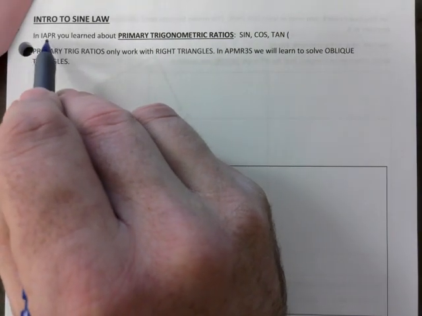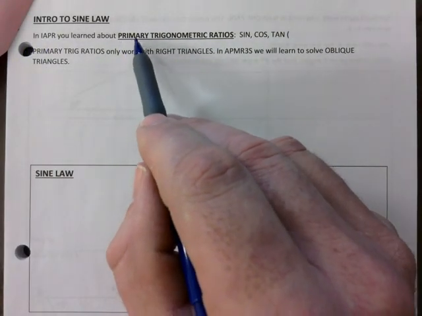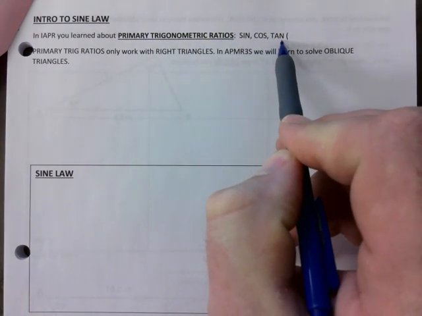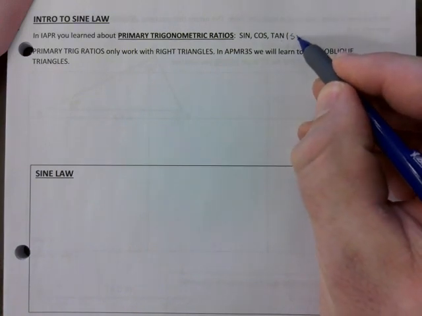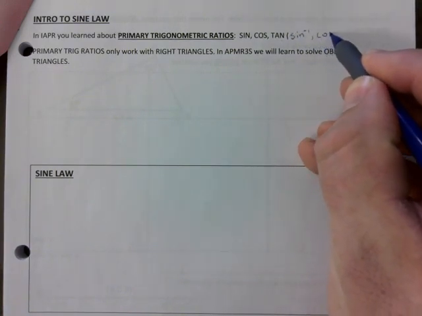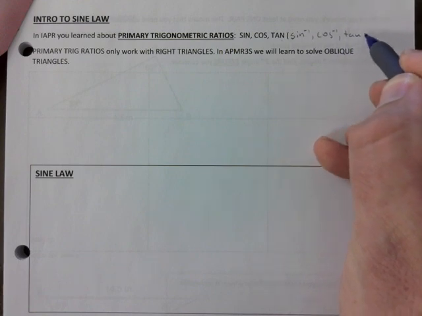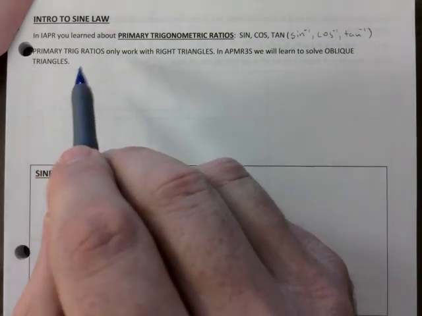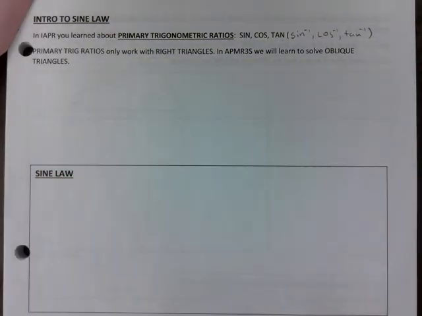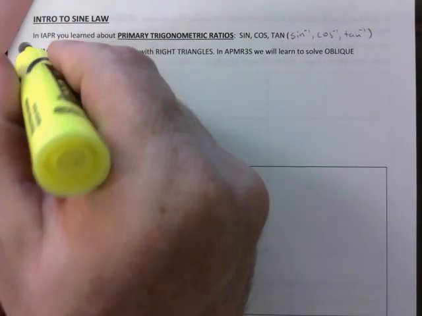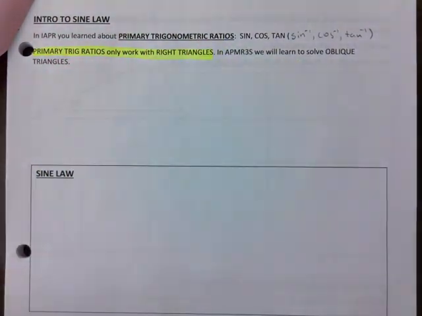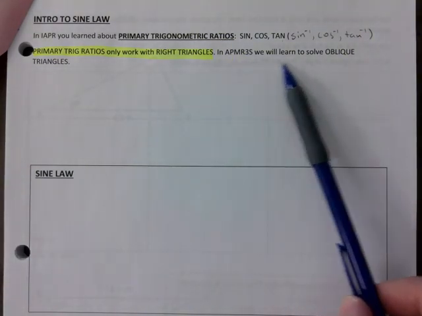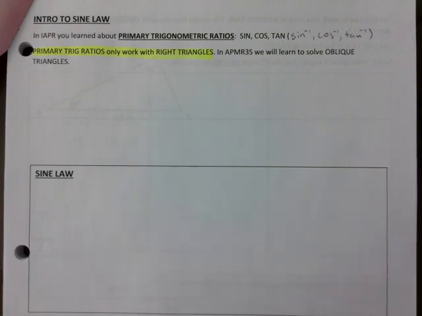In IAPR, Intro to Applied and Pre-Cal, you learned about what we call the primary trig ratios. That's your sine, cosine, and tangent. It could also be sine inverse, cosine inverse, and tangent inverse. Those are to find angles, right? Primary trig ratios only work with right triangles. In grade 11 applied, that's the code for grade 11 applied, APMPR3S, we will solve oblique triangles.